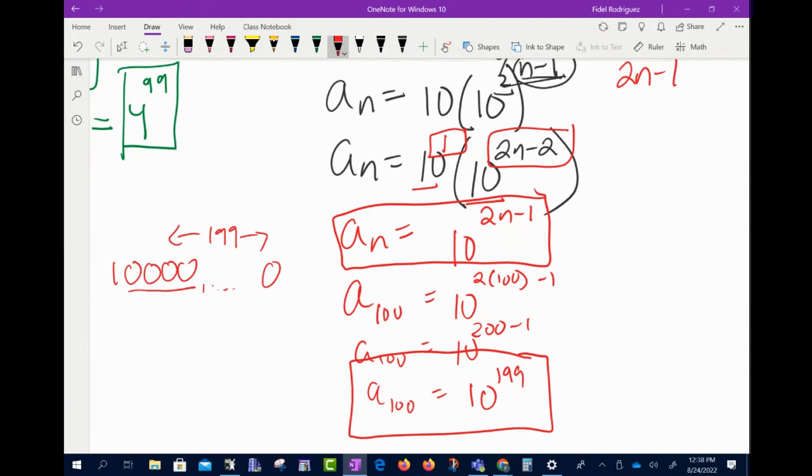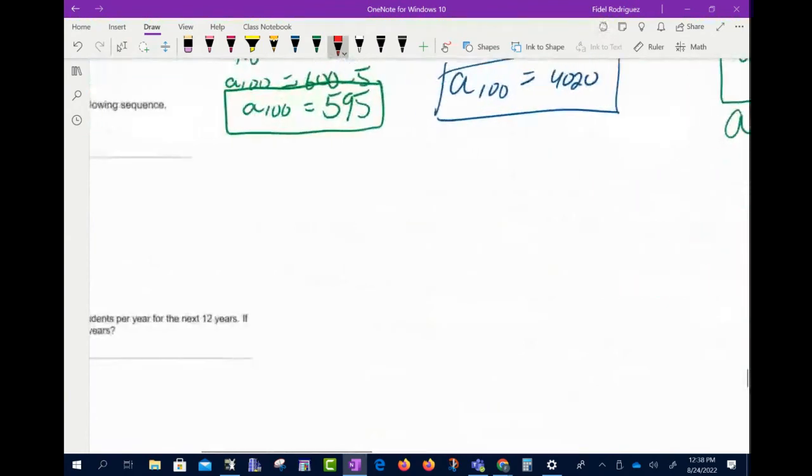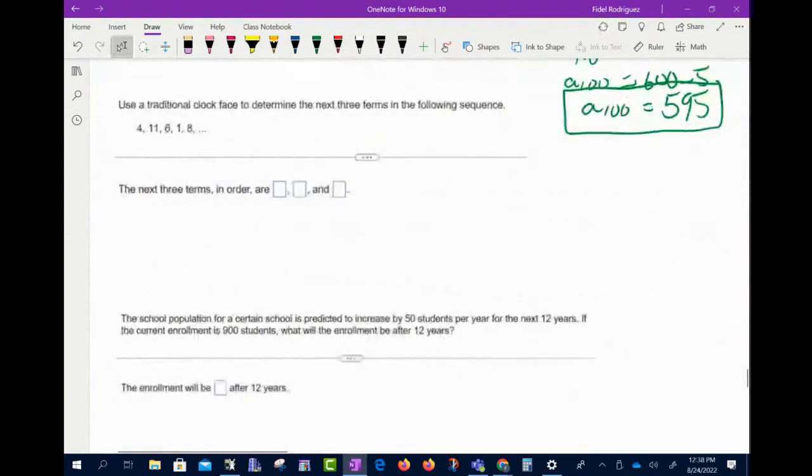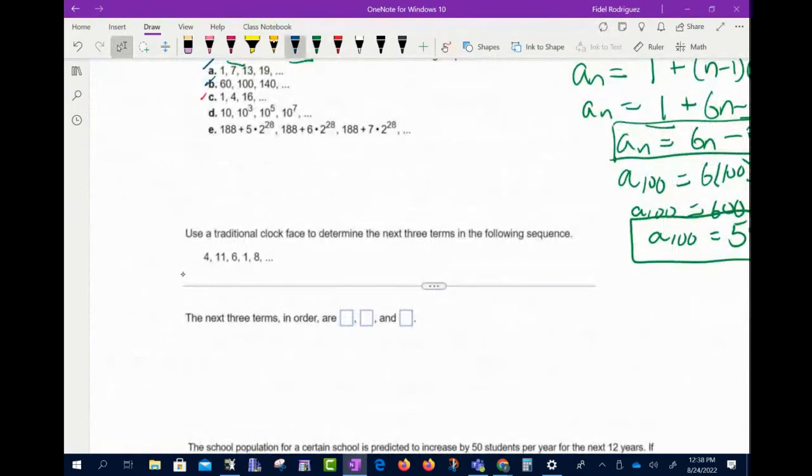Okay, so we do have one last part for this particular problem. Part E, let me see if I can find it. Here we go, where is it? Okay, here's part E. And you know what, guys, I'm actually going to do part E right here because I do have some room here. Okay, so looking at this sequence, it looks pretty ugly, right? It's not as simple as some of the other ones.